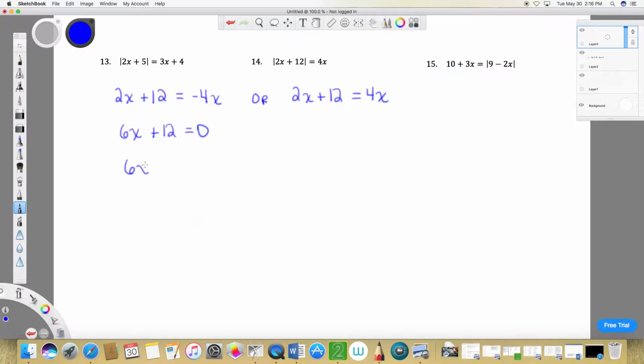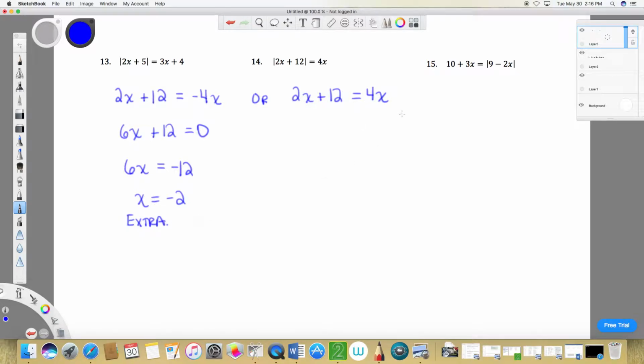if we subtract 12 from each side, if we divide each side by 6, we get negative 2. But we can see immediately that this is going to be extraneous. On the right-hand side, you've got 4 times negative 2, which is negative 8, and an absolute value is never going to equal a negative value. It's only going to equal 0 or positive. So this one is clearly extraneous.